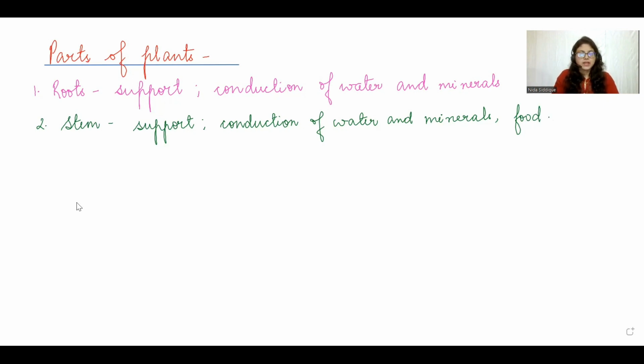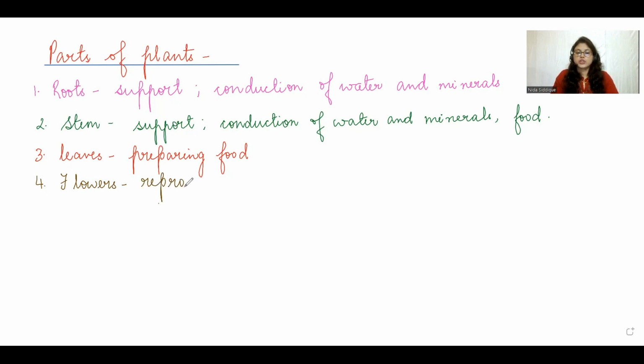Next, let's move on to the next part. The leaves, the most important one, because they are the ones responsible for preparing the food. So they are also called the kitchen of the plant. So they are responsible for preparing the food. The next part of the plant is the flowers. So flowers, these are the ones involved in reproduction of plants. So these are the different major parts of the plant and their function. So we will be learning more about these different parts and how they are going to help in reproduction.